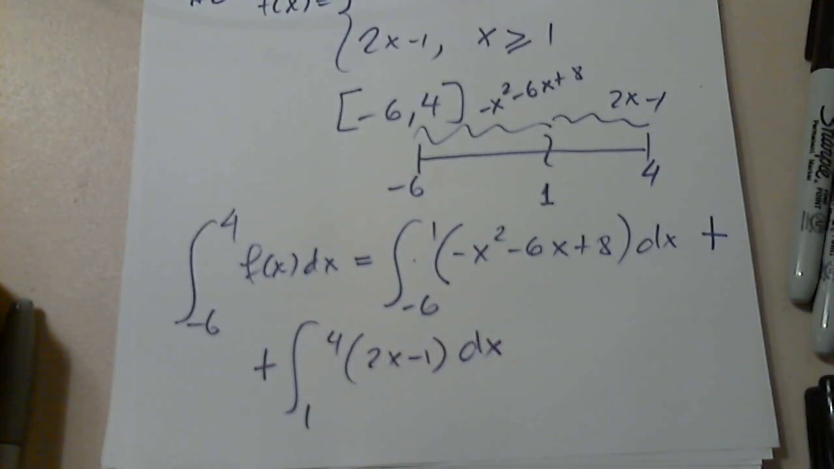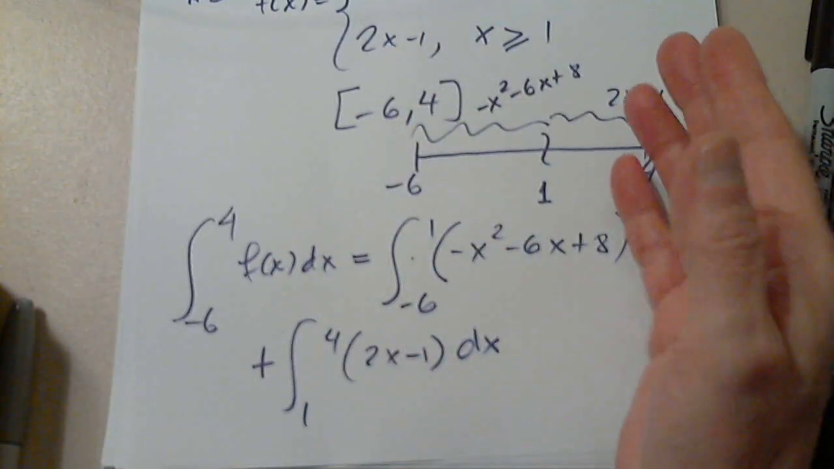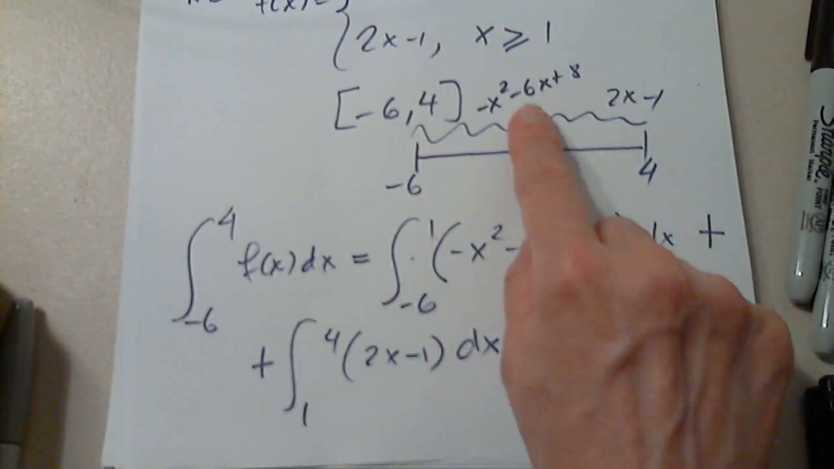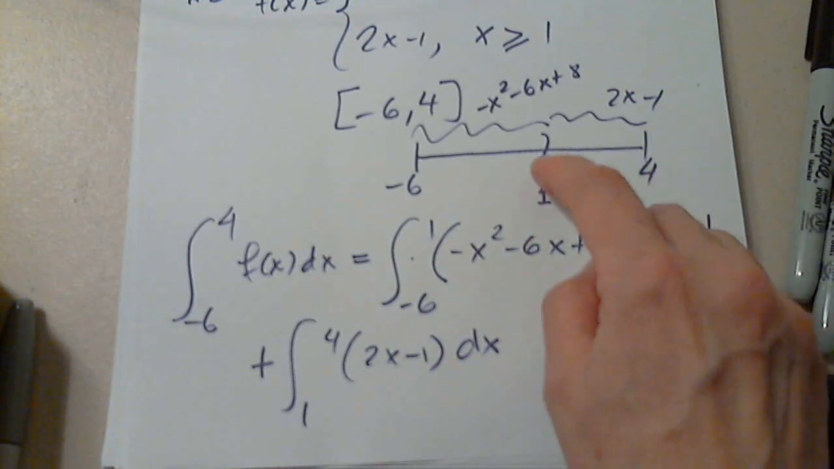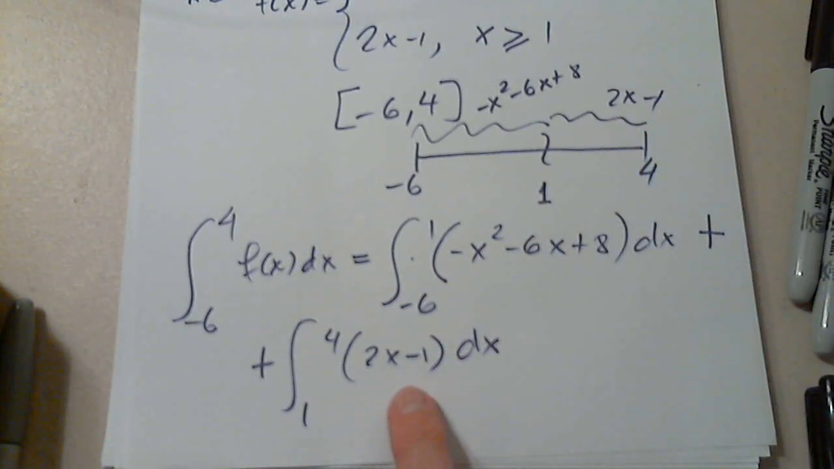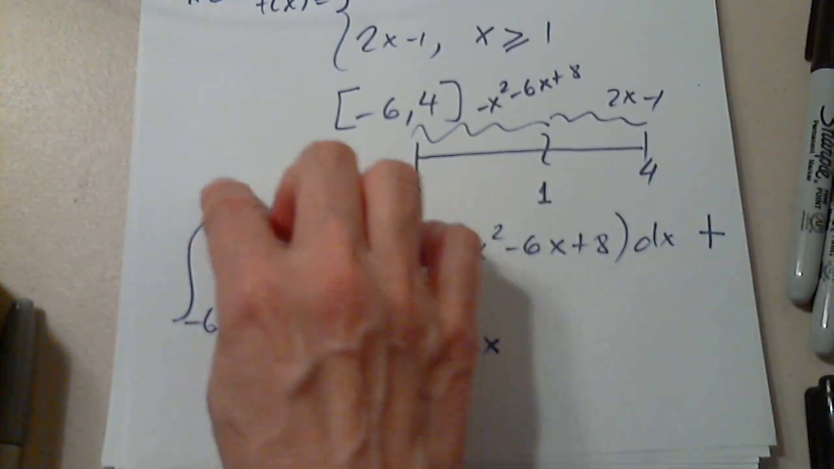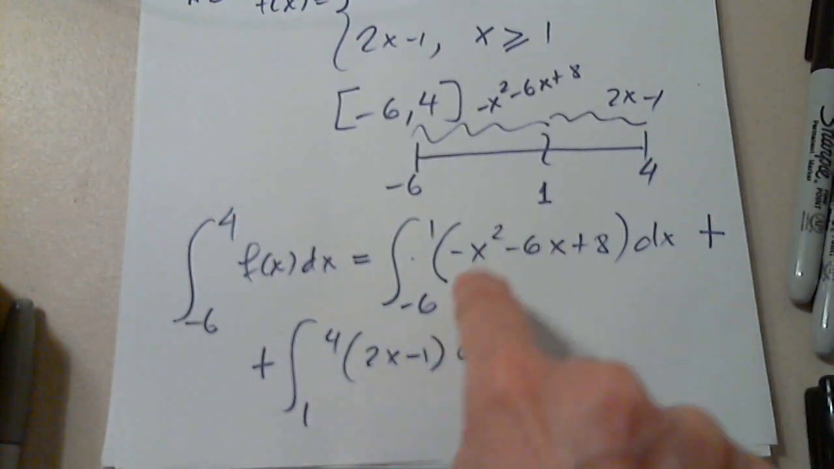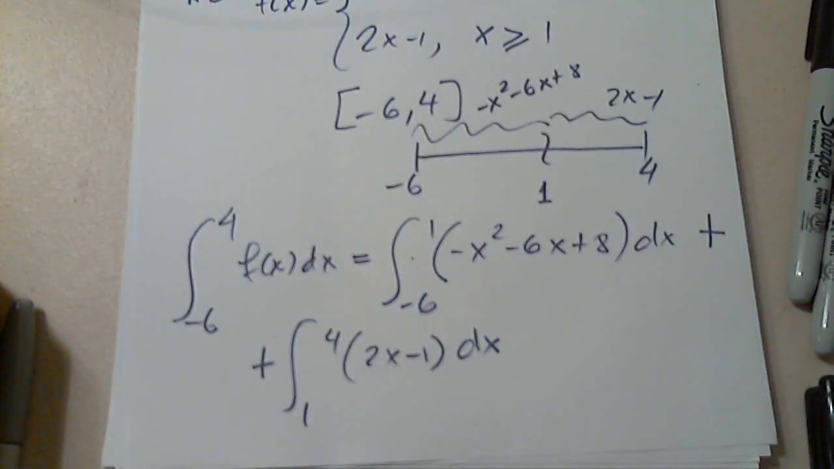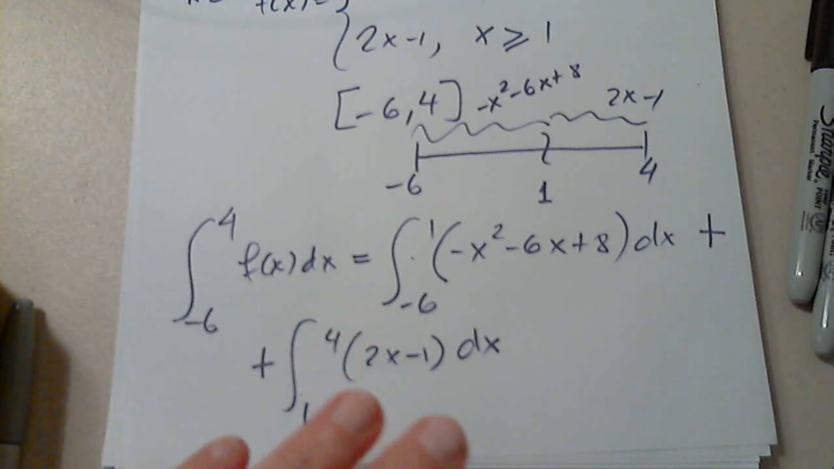Now let's think for a moment, see if you have any questions. Thank you, Sammy. Any questions on this? Is it clear? I have to break it into two pieces because between negative 6 and 1 is from this function, and between 1 and 4 is of this function. So basically, in order to calculate this integral, I have to calculate two different integrals. So let's do that.